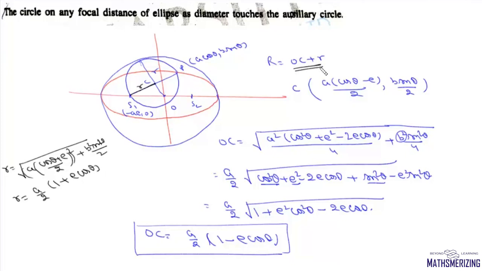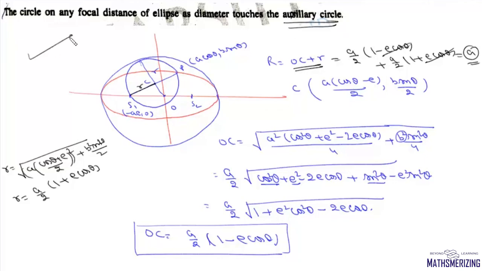Now we need to find the radius of the larger circle, which is OC plus r. Now OC plus r will be a by 2 (1 minus e cos theta) plus a by 2 (1 plus e cos theta). So this e cos theta will cancel, then a by 2 plus a by 2 will be simply a. So the radius of this larger circle is equal to a, which makes this bigger circle the auxiliary circle. So this is how we prove such questions.